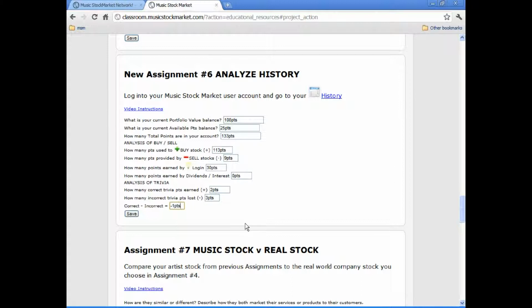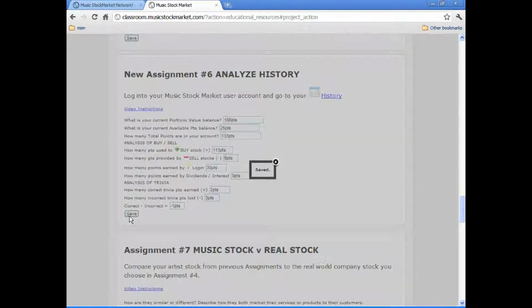What this means is I'm going to have to study harder and try to improve my ratio of correct answers when I'm doing trivia. By now, as we know, we're going to click on the Save button, and when the gray box appears, we know that our work has been successfully saved.